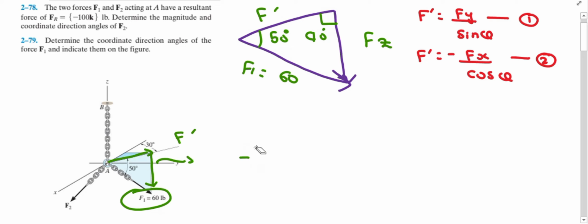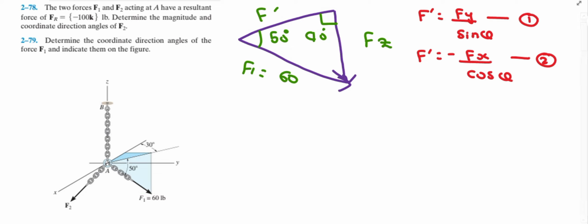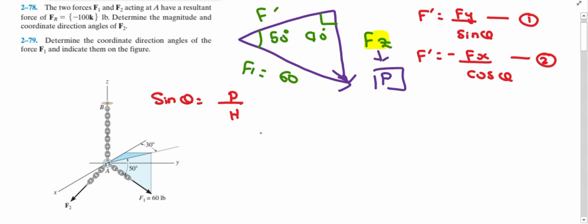Similarly, apply the sine theta and cos theta functions here. So sine theta is equal to perpendicular upon hypotenuse. The opposite side of theta is the perpendicular, and in this case it is Fz. So Fz is our perpendicular, and the opposite side of 90 degrees is the hypotenuse, and in this case it is 60 pounds. Similarly, where the two angles meet each other, this length is known as the base. So sine theta equals perpendicular upon hypotenuse. The value of theta is 50 degrees.